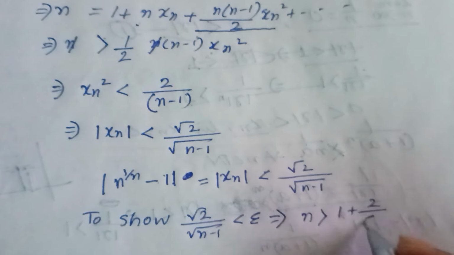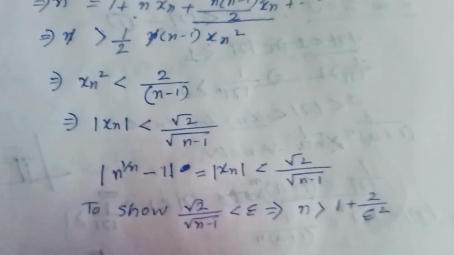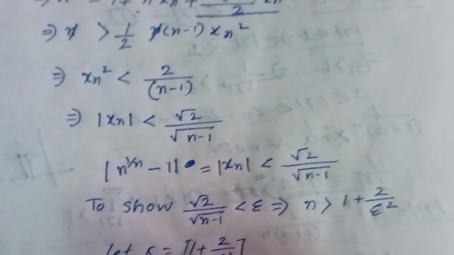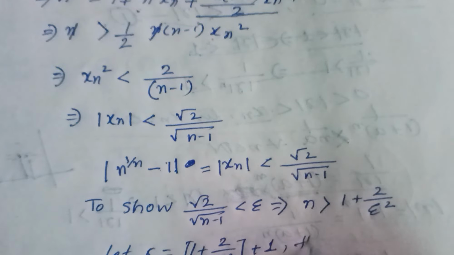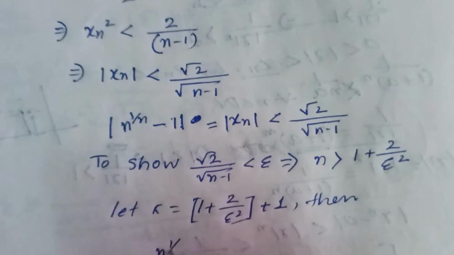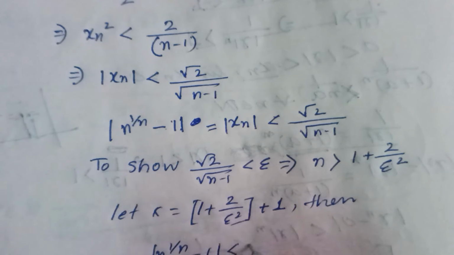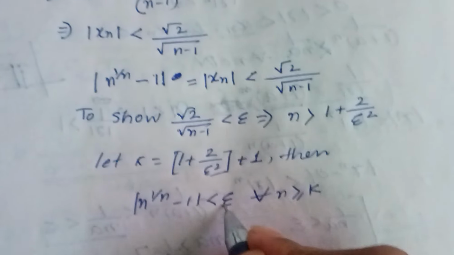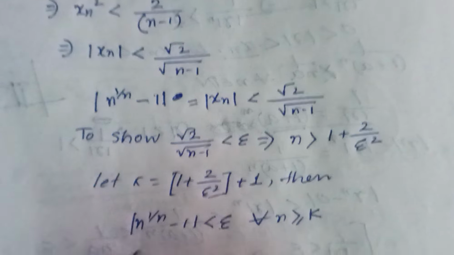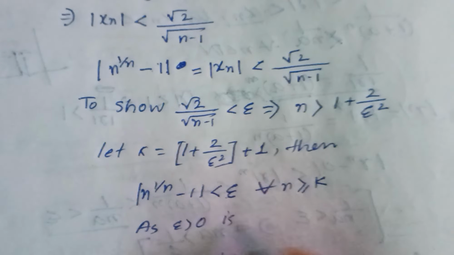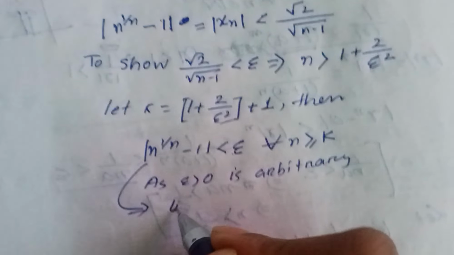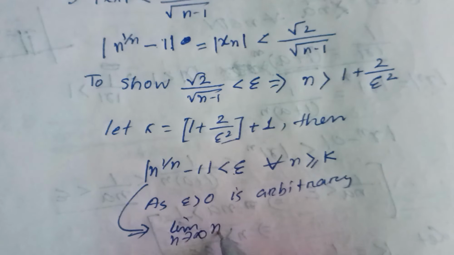But when does this happen? This happens for n greater than 1 by 2 epsilon. So let k be the greatest integer of 1 by 2 epsilon plus 1. Then n to the power 1 by n minus 1 is less than epsilon for all n greater than or equal to k, right? And epsilon is arbitrary. So this implies what? This implies limit of n to the power 1 by n equals 1.